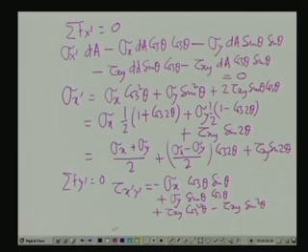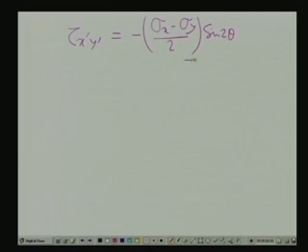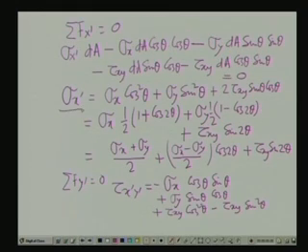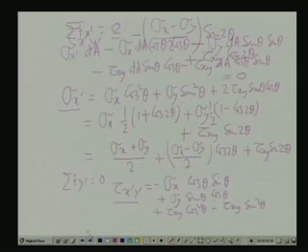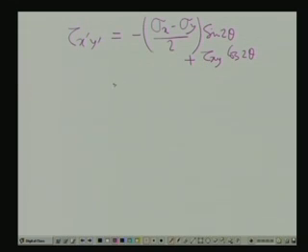Hence, we can write tau x dash y dash as equals to minus sigma x minus sigma y by 2 sin 2 theta plus tau x y cos 2 theta. So, these are the equations for sigma x dashed and tau x dashed y dashed. Sigma x dashed and tau x dashed y dashed are the stresses on the plane which is at an angle of theta with respect to the x axis.